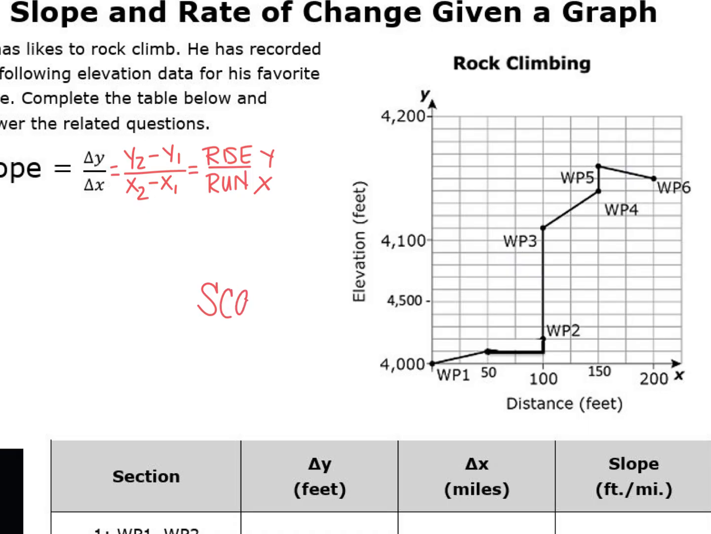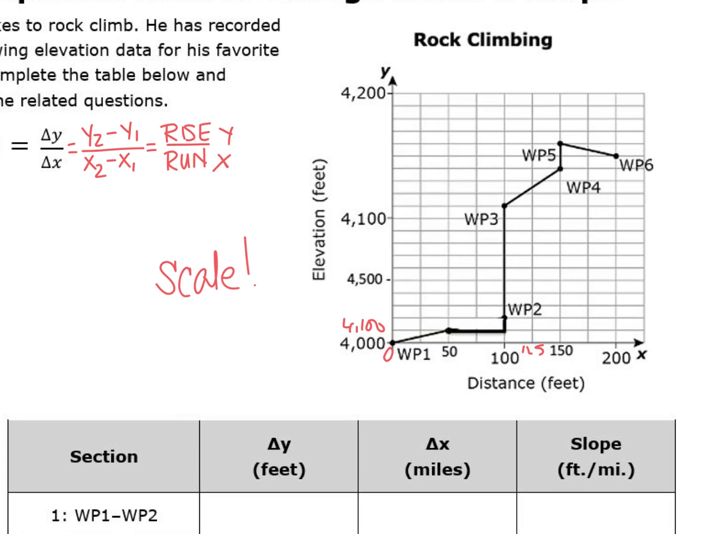I want you to pay attention to the scale, okay? So on our x, notice that if this is 0 and then it jumps to 50, it's actually counting by 25s, right? And then on the y, it goes from 4,000 and then it goes to 4,500. So this one is counting by 100s, okay? And that's going to be really important. We're not just going to be counting up 1 over 2 or whatever. We have to take that scale into account.